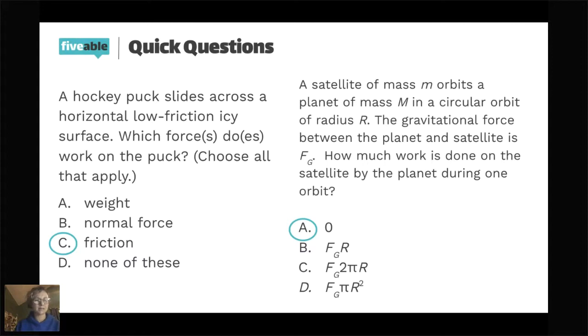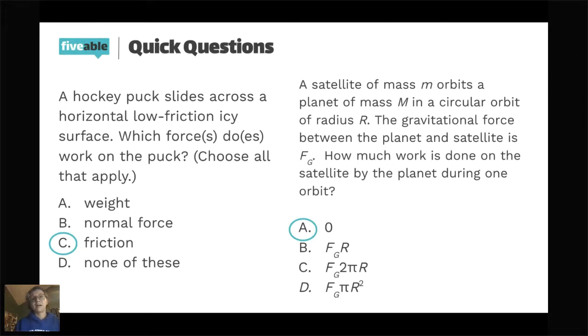So at any instant in time, the centripetal force and the displacement are perpendicular to each other. They're always at 90 degrees, no matter where you freeze frame the motion of the satellite around the planet. And so, again, when you have forces that are perpendicular, that force is not doing any work. And so the correct answer would be A for that reason as well, that no work is being done.